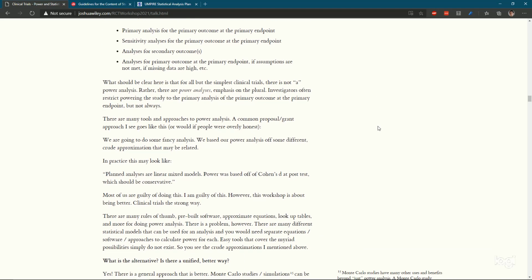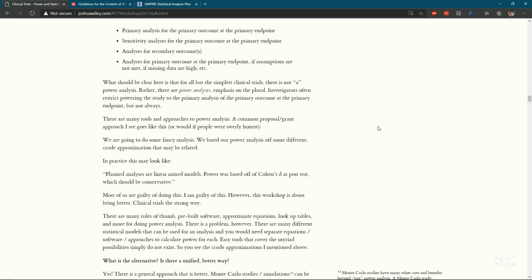In practice, it looks something like this. Planned analyses are linear mixed models. Power was based off of Cohen's d at post-test, which should be conservative. Probably many of us are guilty of this. I'm certainly guilty of doing something like this before, but this workshop's about being better, doing clinical trials the strong way. So rather than talk about crude approximate power analyses, ways that you can take sophisticated analyses and do a power analysis that may hopefully be close enough, I'm going to talk about an approach that can be very robust.